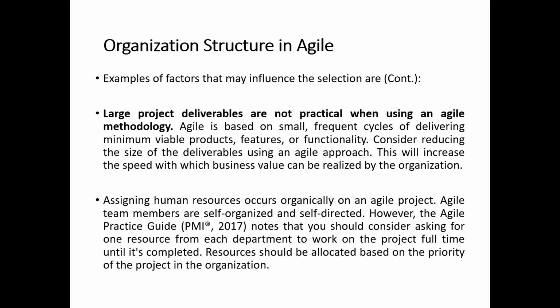So assigning human resources occurs organically in an Agile method. Agile team members are self-organized, mostly self-directed. The Agile Practice Guide notes that you should consider asking for one resource from each department to work on the project full time until it's completed. So resources should be allocated based on the priority of the project in the organization.